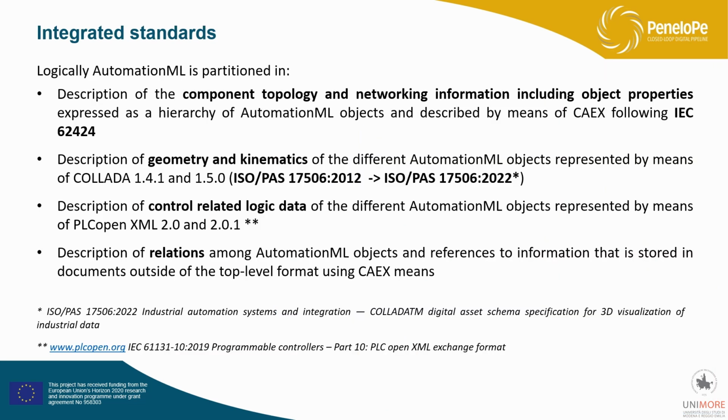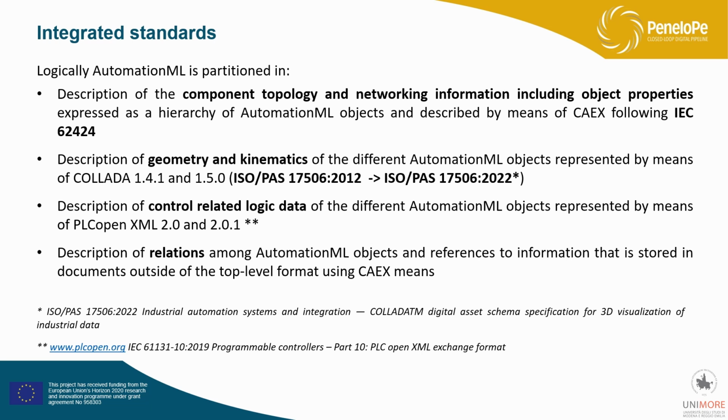To summarize the way the semantics is conveyed and the standards being integrated in the AutomationML definition, in this slide I made a sort of bullet list of the main elements of an AutomationML file, which is divided in a description of the component topology, so the hierarchy of objects, and a network of information which includes the properties and attributes of the single objects, but also connection interfaces between the objects as described by the CAEX format. And then we have references to the description of the geometry and the kinematics of an object, and this is done by the Collada format.